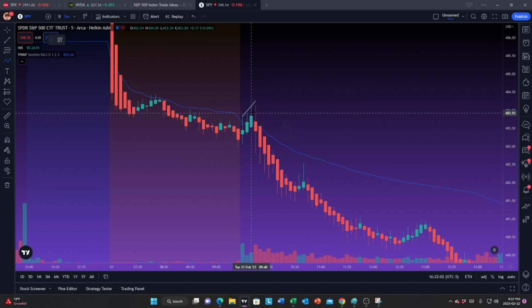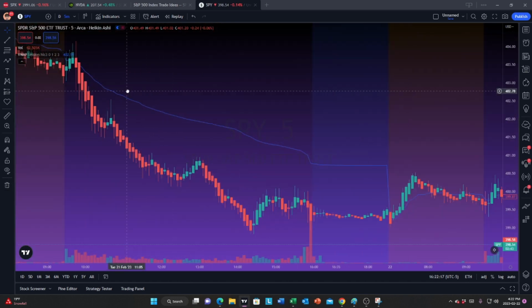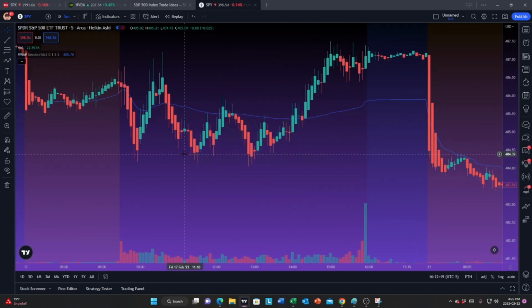Usually what it means is if you were going to draw out the pattern, you would get a pullback, a move up at a lower high, and then a lower low. So that's generally what this tends to signal.